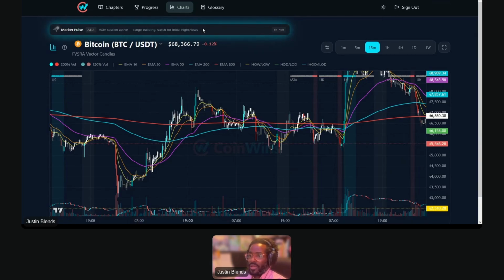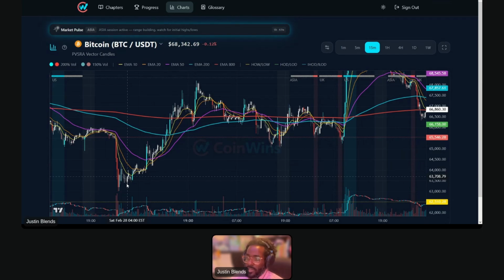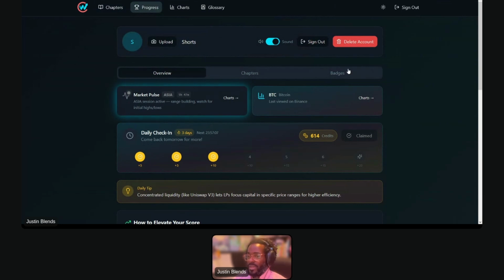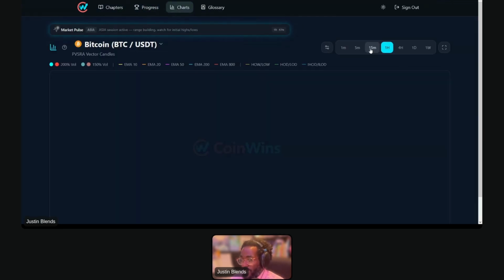This is the point. Asia brings the initial high and low of the day in a 2% range typically. And if you go through the course, trade timeframes, you should be able to see that Asia trades in a range. And when there's odd behavior, it's oftentimes better to sit out.